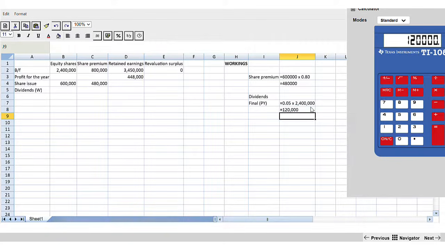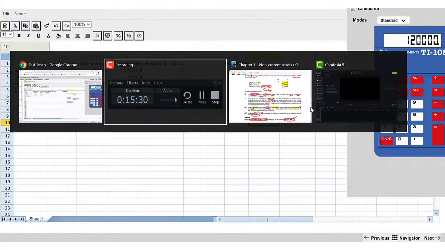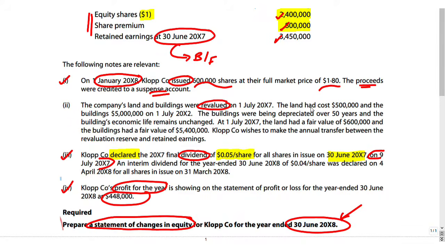So there we go. That's 120,000. That's part of the dividend for this year. And then what we need to go through and do is look at the interim dividend. It goes on to say that there was an interim dividend after the final dividend for last year, which was for the year ended June X8. So again, this is the interim dividend that's been declared this year.